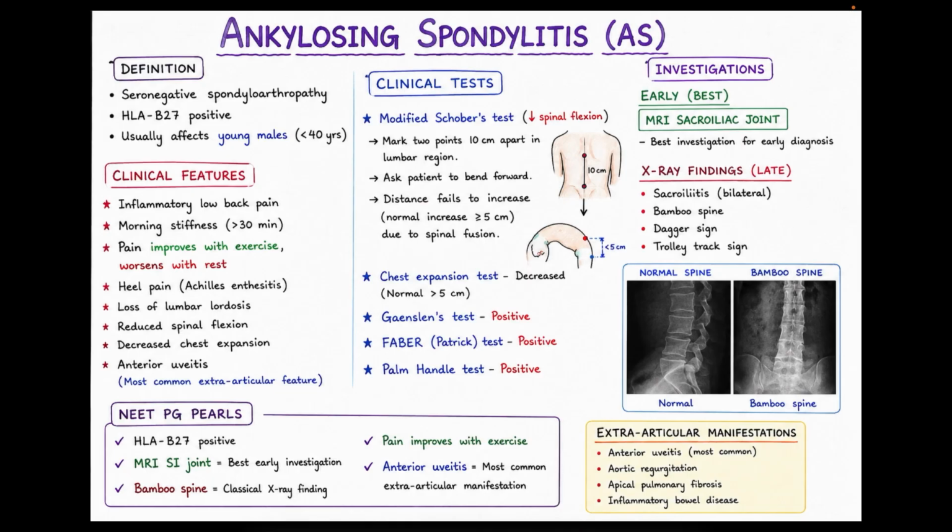my channel. Today I came up with another most repeated topic in NEET PG orthopedics subject. It's ankylosing spondylitis. So that is a seronegative spondyloarthropathy and it is HLA-B27 positive and it usually affects young males.